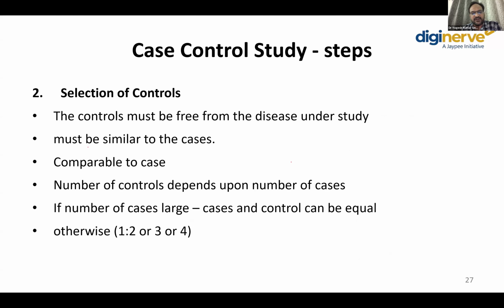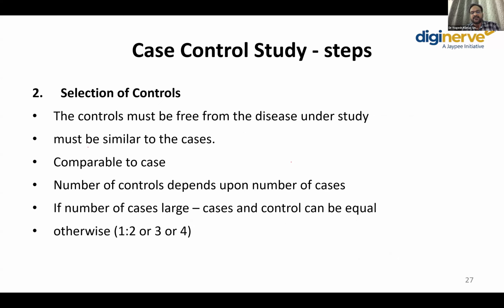Now about the selection of the control. Controls must be free from the disease under study, and they must be similar to the cases. Similar to the cases means they are from the same geography. They should also be the same for demography: the age group, gender, socioeconomic group, and occupation.